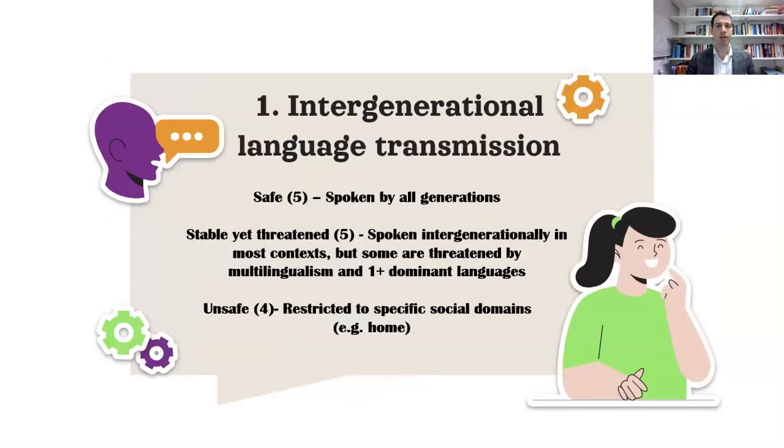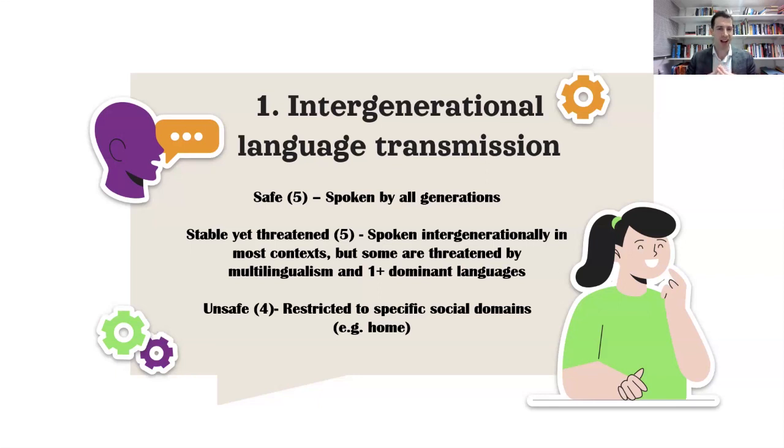Now, without further ado, the first factor, and this is a crucial one, is intergenerational transmission. To what degree is the language in question being passed from generation to generation? UNESCO establishes 5 levels. Number 5 is the safest, and number 0 is just extinct. Now, number 5 can be safe, meaning the language is spoken by all generations, or stable yet threatened, meaning the language is actually spoken intergenerationally in most contexts, but there is a coexisting multilingualism which threatens some of the spaces in which this language is spoken.